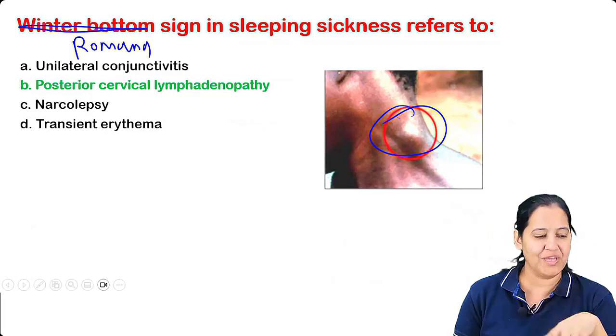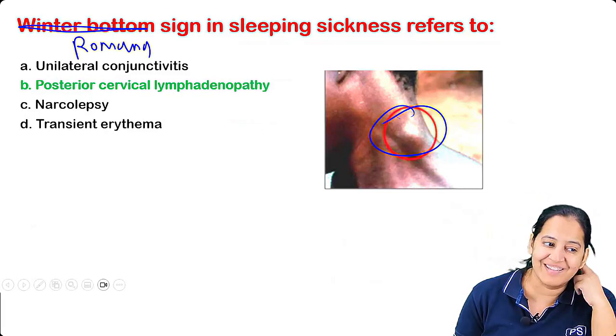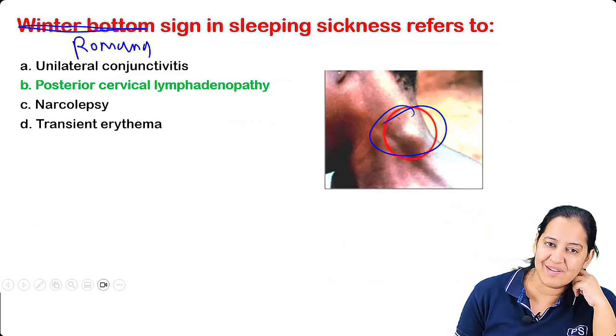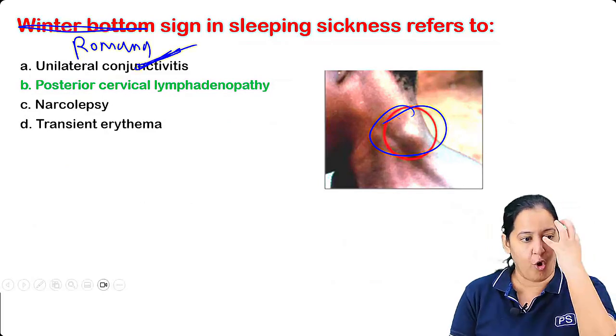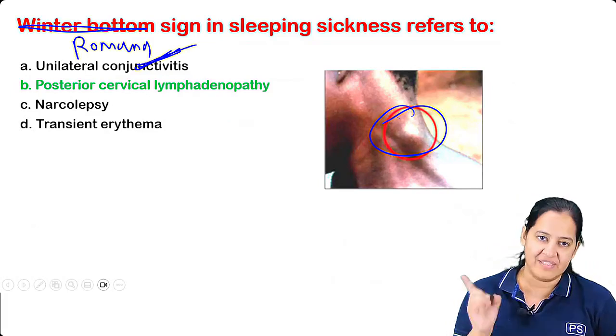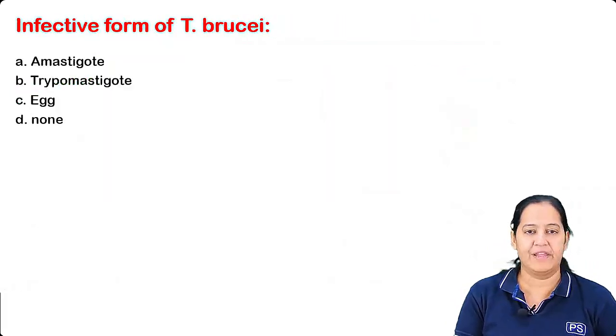I have not shown you the image, but I told you what Romana is. Romana is seen in Cruzi. What is the answer in that case? From the same 4 options, it is conjunctivitis, unilateral conjunctivitis or orbital edema. So that is Romana. If I say Romana, the answer will become A. Absolutely right. I will show you Romana also.